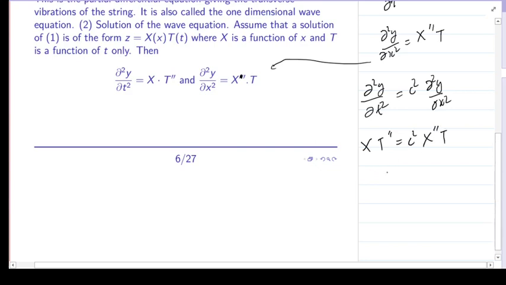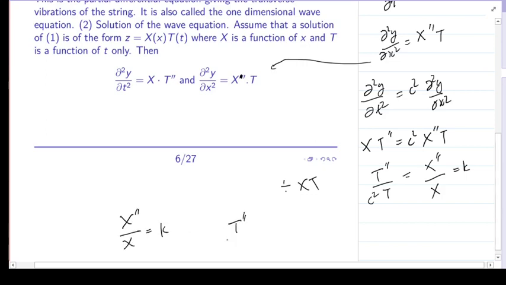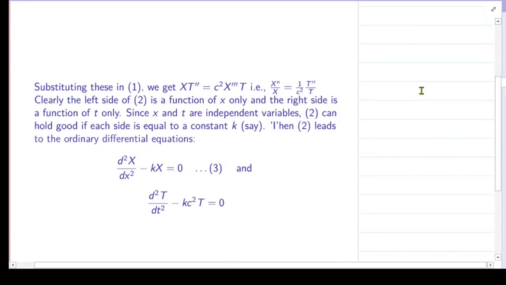Moving the variables, we divide by capital X T. What we get is T double dash divided by T, with c square also on this side, equal to X double dash divided by X. Suppose this is equal to some constant k. That means X double dash by X is equal to k, and T double dash by c square T is equal to k. So now we try to solve this. This is the first derivative; it's a typing error.